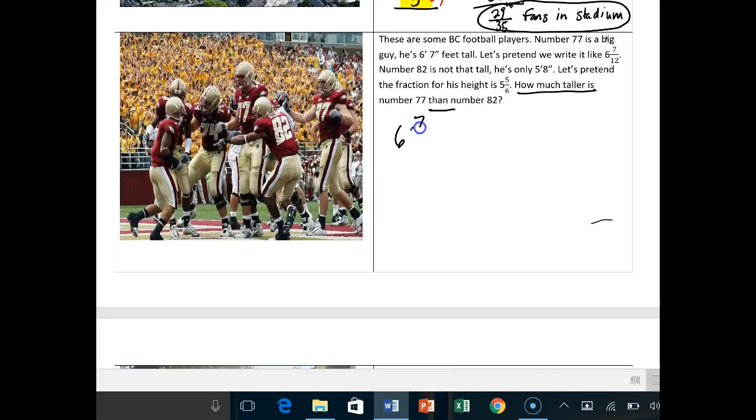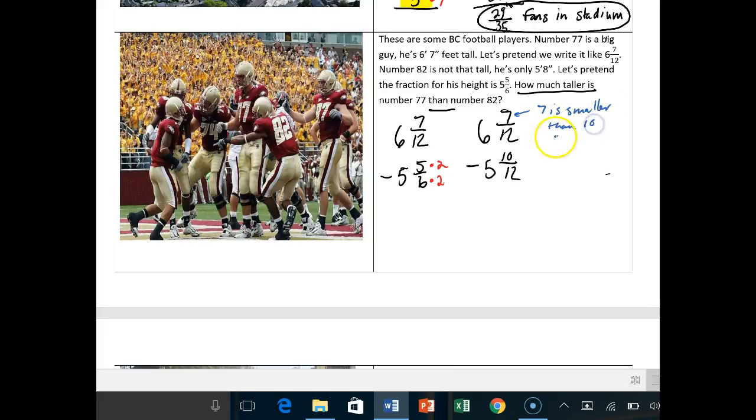So 6 7/12 minus 5 5/6. Right, so again, we don't have common denominators. We need to find them. Hopefully by now you realize the common denominator is 12. So this fraction can just stay the same, and this fraction we multiply by 2. So we have 6 7/12 minus 5 10/12. And we have a problem here. And yes, I want you to write this down. 7 is smaller than 10. So we borrow.